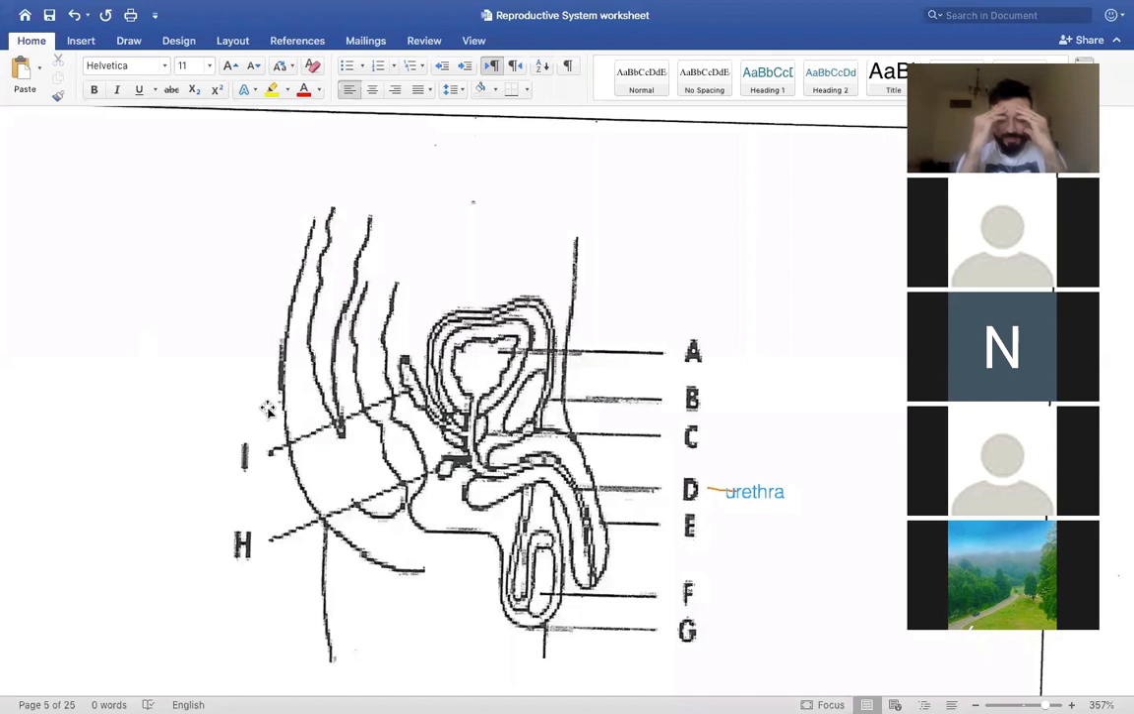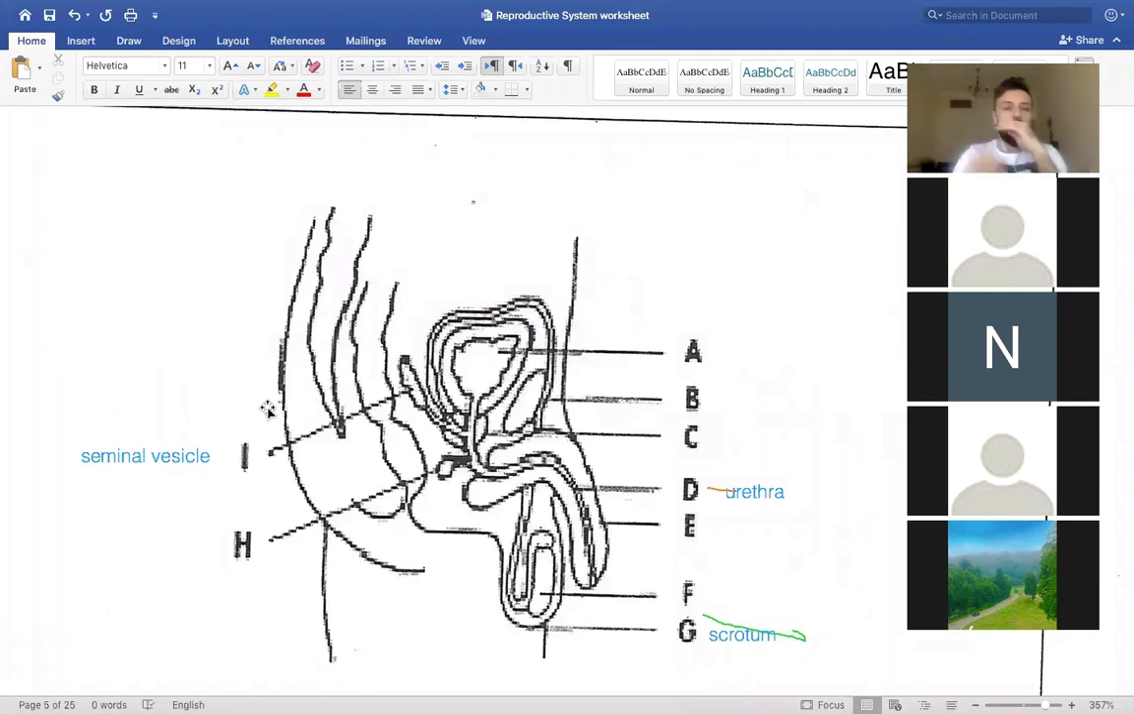He didn't mean type it in the chat. He meant type it on the hub. B is the vas deferens. Very good. I is the seminal vesicle. Excellent. I want you to type it on the screen because I'm recording this. This will be uploaded to the school website, so maybe later, if you want to revise, you can take a look at the video.